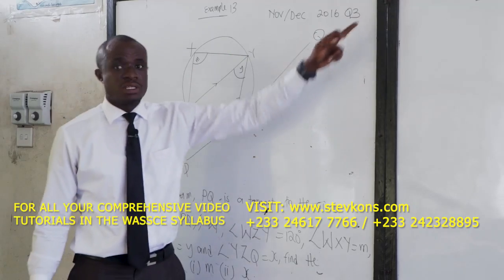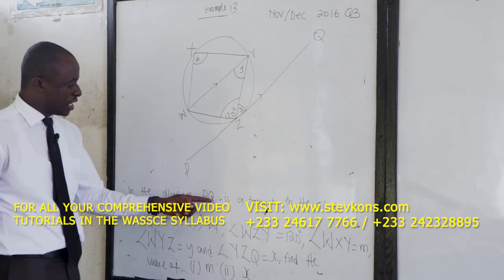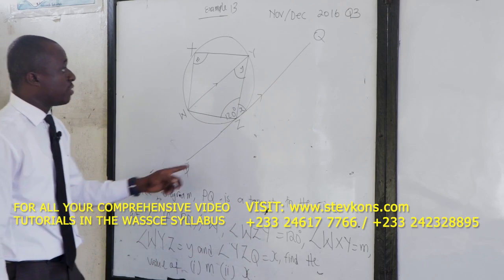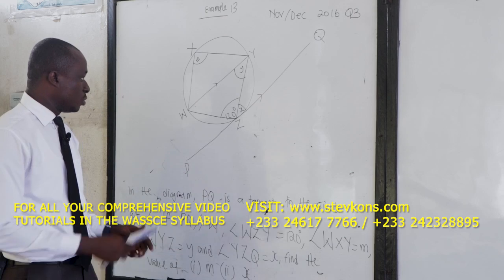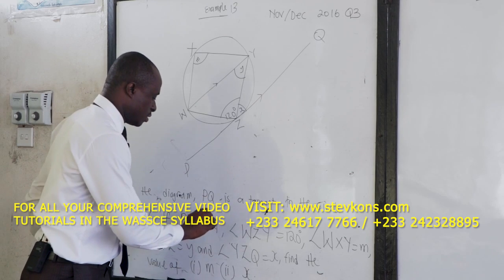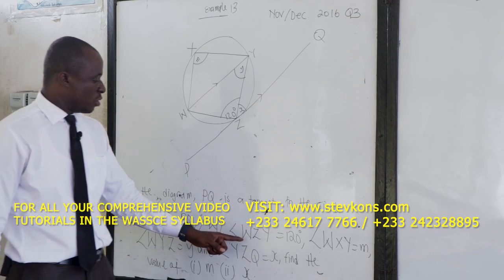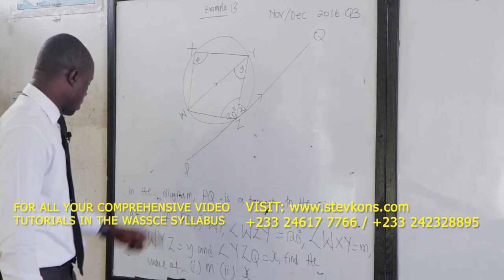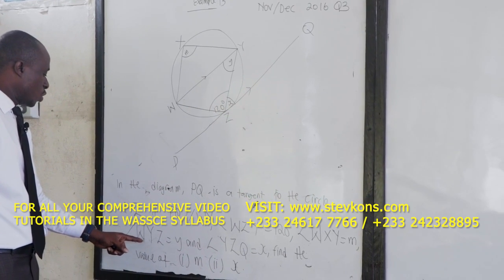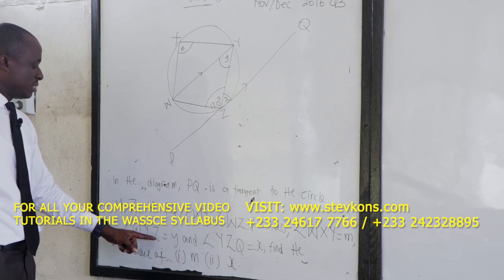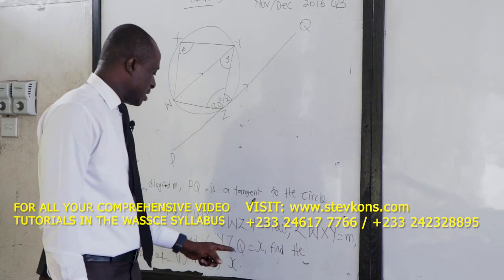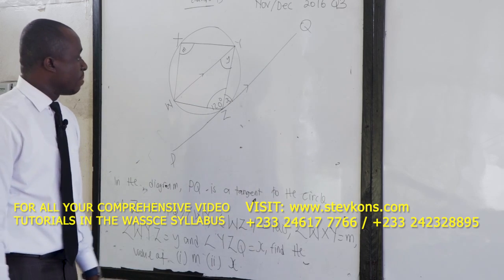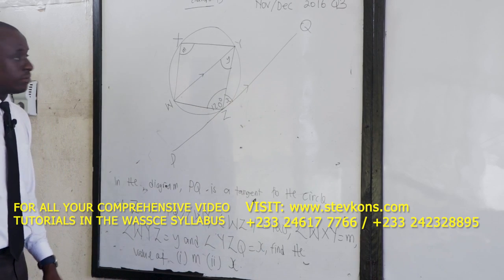Now this is October 2016, question number 3. We are given in the diagram that PQ is a tangent at Z. PQ is parallel to WY. And then WZY is 120, WXY is M, and then WYZ is Y, and YZQ is X. Find, one, the value of M, and two, the value of X. Now I want to find M.